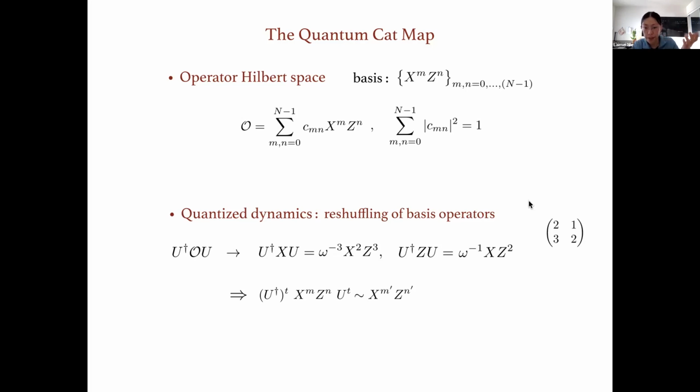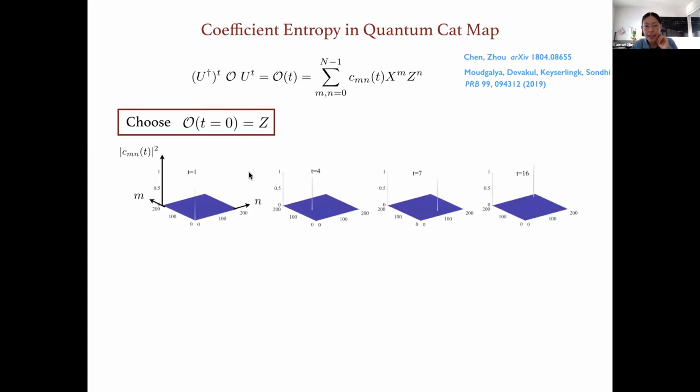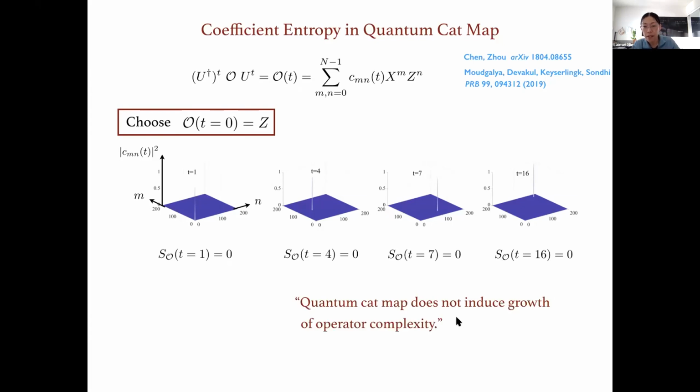And we can further verify our intuition of this simple dynamics by looking at the coefficient entropy. Suppose I choose a simple operator, one of the operator bases at time t0, and time evolve it using Heisenberg time evolution. Here I'm plotting the coefficient square as a function of m and n in the operator Hilbert space. At the beginning, all the weight is on one operator basis. As time goes by, you see that this weight just jumps around. It never gets redistributed. And if you compute the coefficient entropy, it's 0 at all times. So this quantum cat map does not induce growth of operator complexity at all.